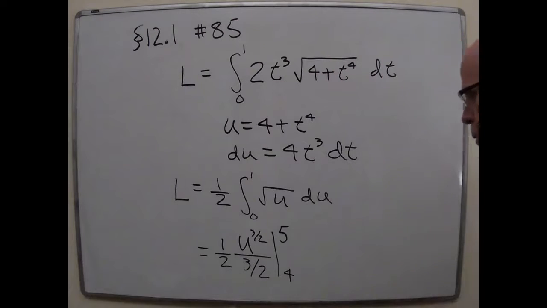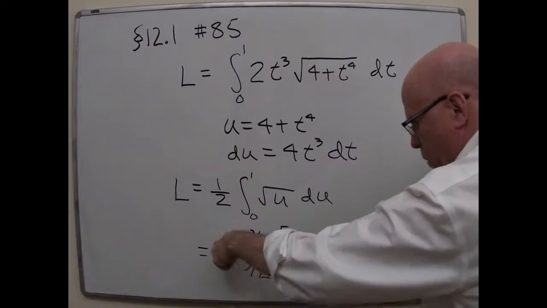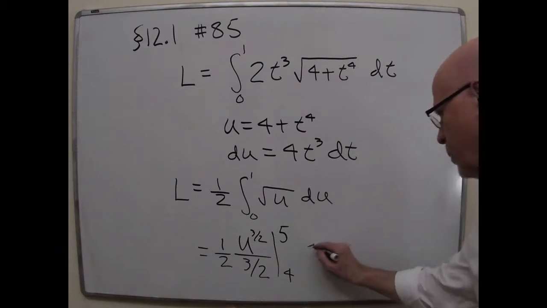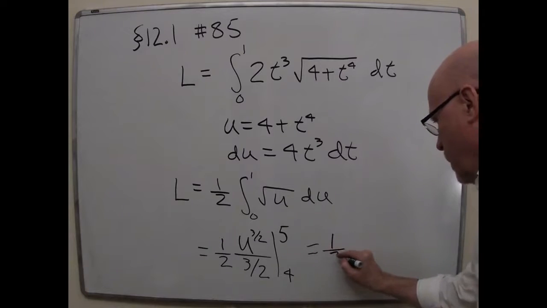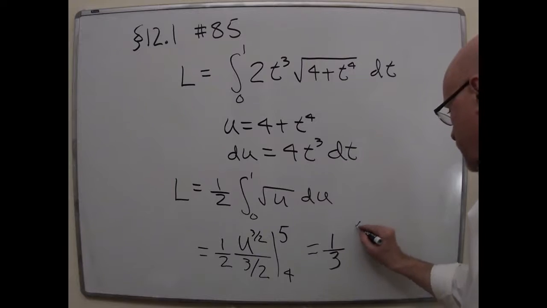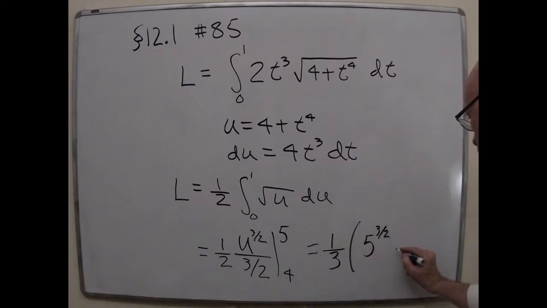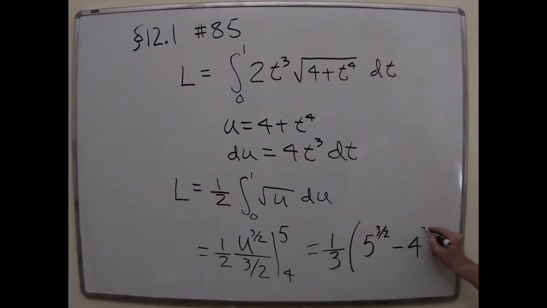So what is it all going to be? Dividing by 3/2 seems foolish to me. We should multiply by 2/3. And so we will get 1/3 of 5 to the 3/2 minus 4 to the 3/2.